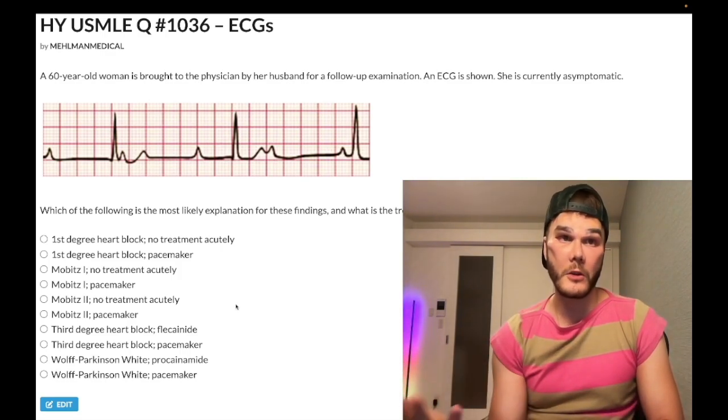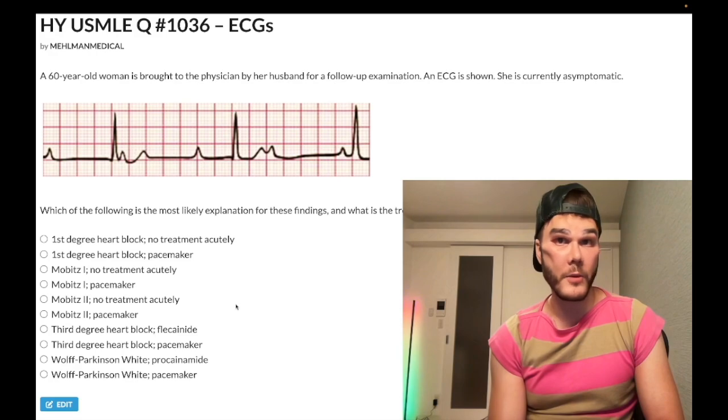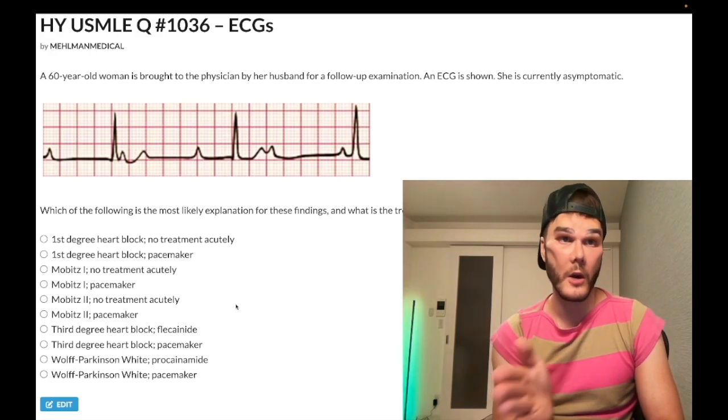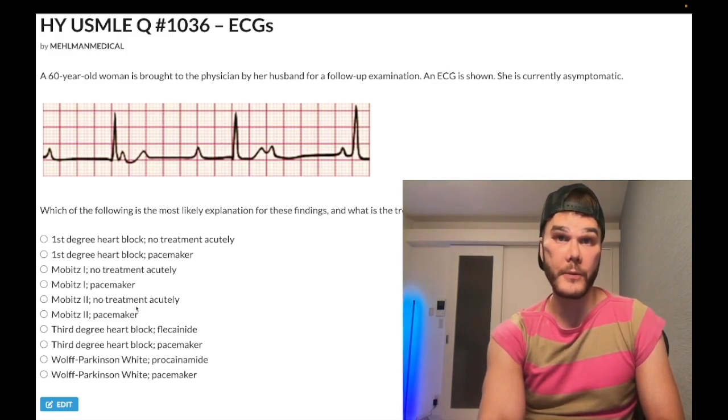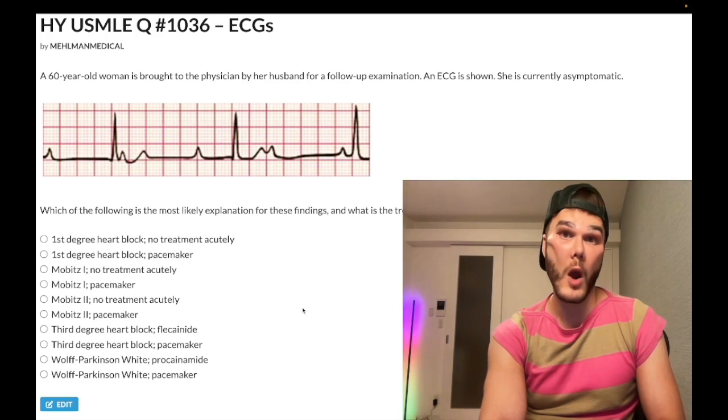Mobitz 2, you do not have a gradually prolonging PR interval. You just get a random dropping of the QRS. It's dangerous. There's a high probability of descending into third degree. So they want a pacemaker for USMLE. Mobitz 2, wrong answer.